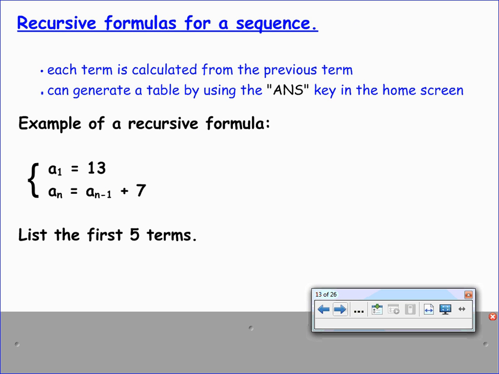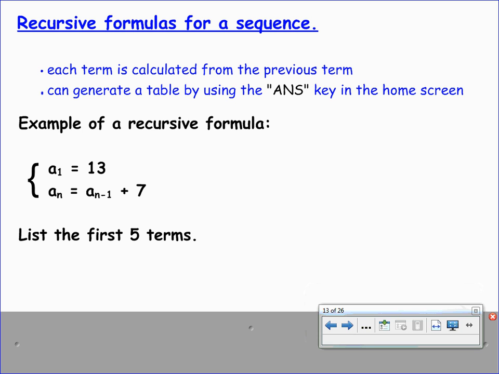All right. Recursive formula for a sequence. Each term is calculated from the previous answer. We can generate a table by using the answer key in the home screen. So the example of recursive formula, if we gave you the formula first, a sub 1 equals 13, a sub n equals a sub n minus 1 plus 5. Let's list the first 5 terms. So what would the first term be? Well, are we given the first term? What's the first term, Casey? 13. Thank you. So 13 is the first term. Now to get my subsequent terms, I need to look at my second part of the rule.